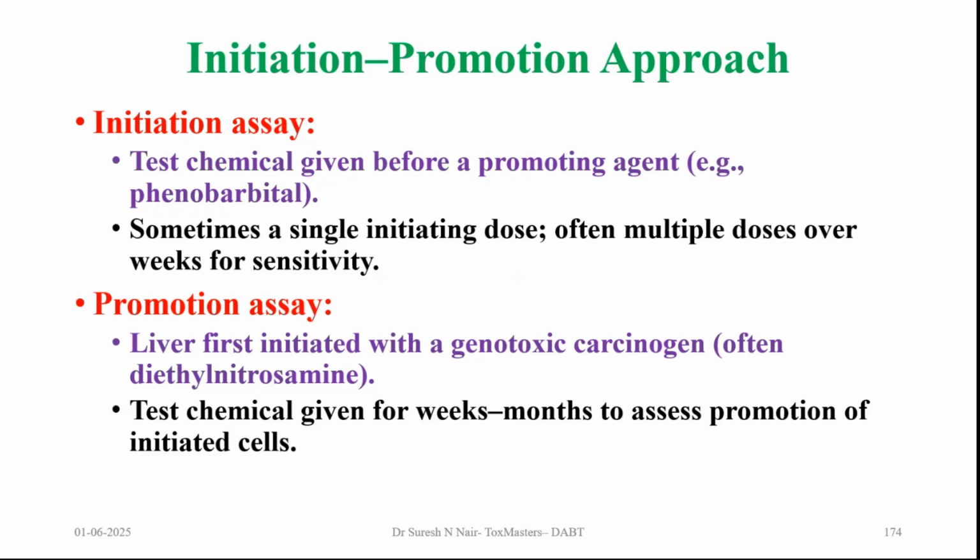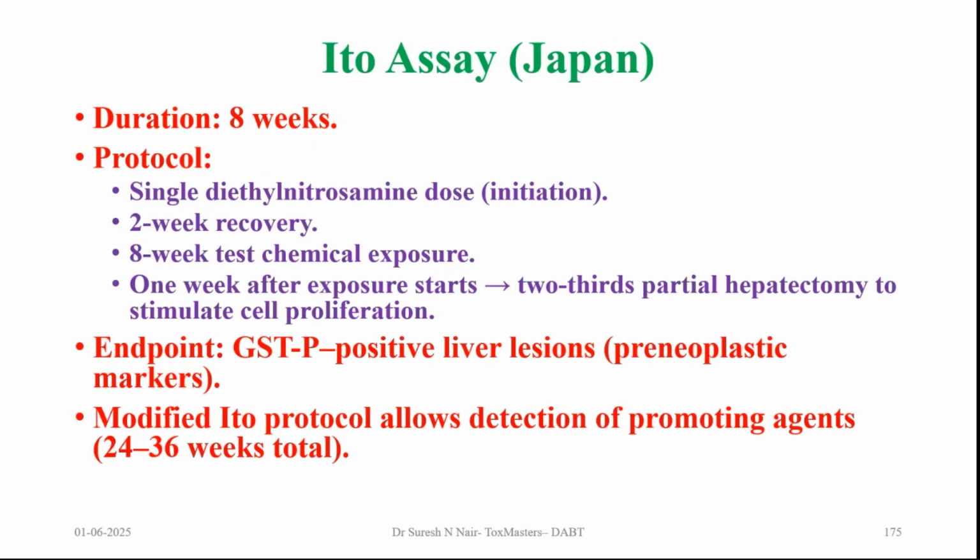Then the promotion assay. First, what we will be doing is initially giving the promoting agent. And after giving the promoting agent, we will be using a specific genotoxic carcinogen. Usually the agent used is diethyl nitrosamine. Why we use diethyl nitrosamine, we will come to that later.